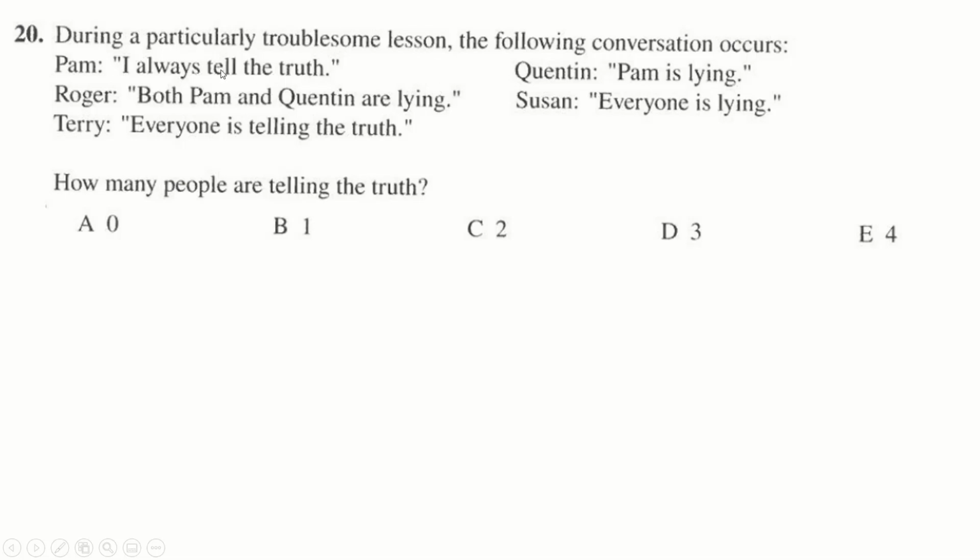So you've got one person telling the truth, one person lying. This person is also lying because Pam is telling the truth. This person is also lying because Pam is telling the truth. And this person is also lying because everyone is lying except for Pam. She's the only one telling the truth, whereas he's saying everyone is. So if Pam is telling the truth, everyone else is lying. So there's only one person telling the truth. And actually, you can go through it the other ways if you want. You can say, okay, Pam's lying, so Quinton's telling the truth, but then these people end up lying, and it always ends up being one person. It never changes, and that's the way that we do it.